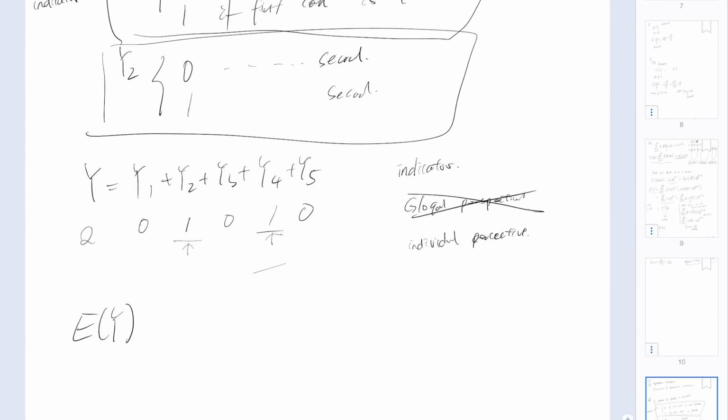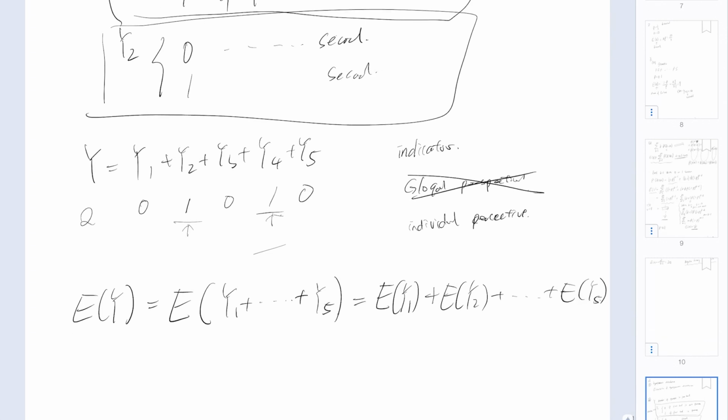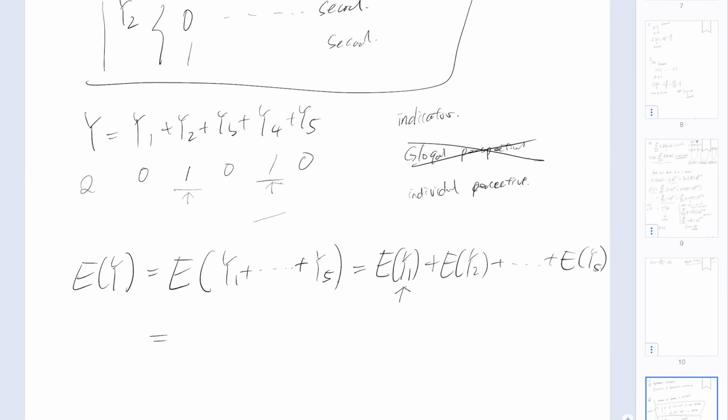So if we want to find the expected value of y, that's just the expected value of y1 plus y2 up to y5. And because expectation follows linearity, that's just E of y1 plus E of y2 plus up to E of y5. And as I just mentioned, each of the indicators y1, y2, y3, y4, y5 are identically distributed. So they are the same. They are just 5 times E of y1, or any of them.